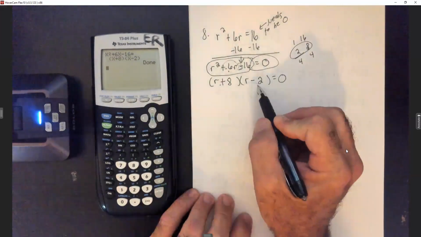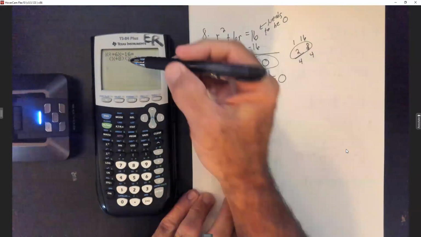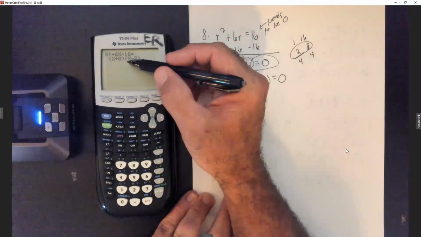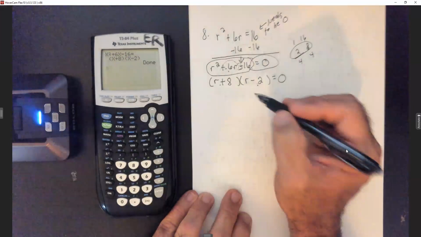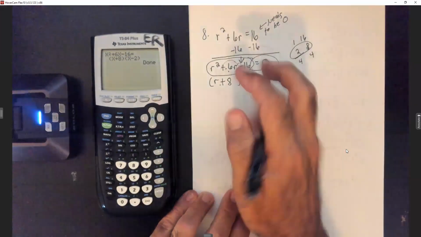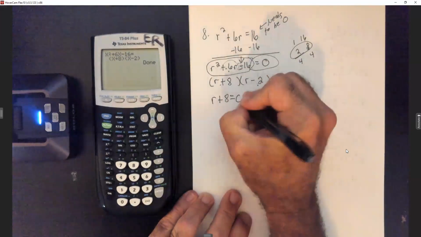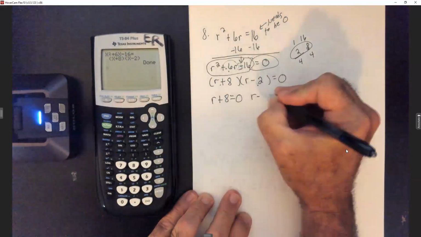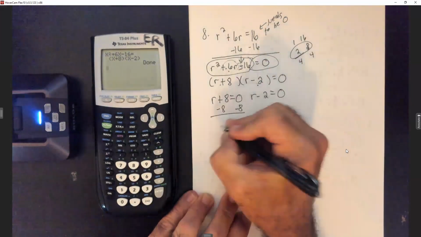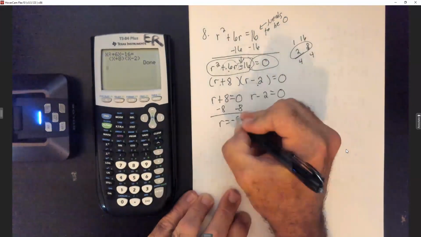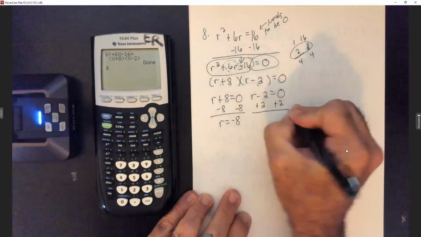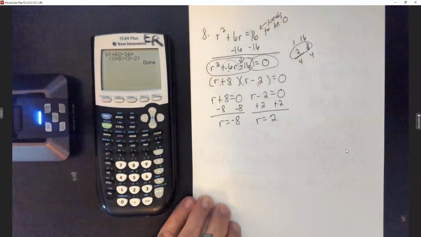Now remember, in the calculator, it only breaks everything down in x's. You just got to remember what letter you're using, okay? Now, at this point, I would take both of them and set them equal to 0 and solve them. So the first one, I would subtract 8. I get x is a negative 8. Second one, I would add 2 and get x is a positive 2.